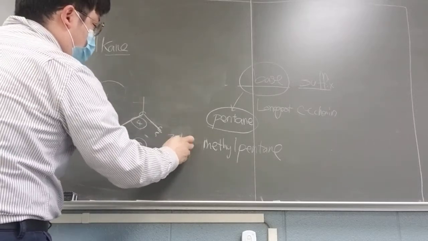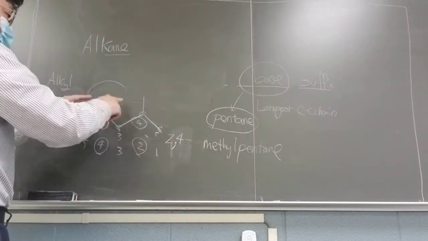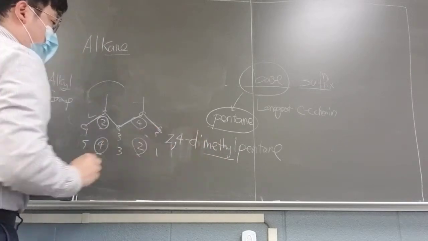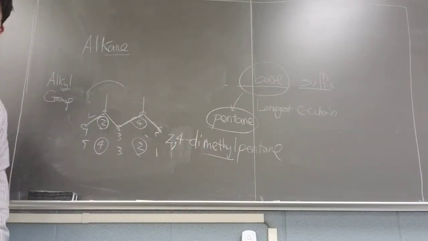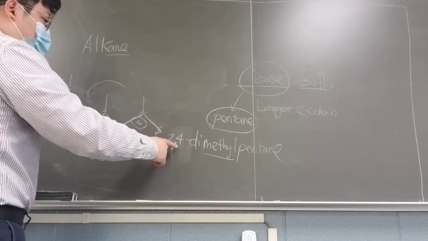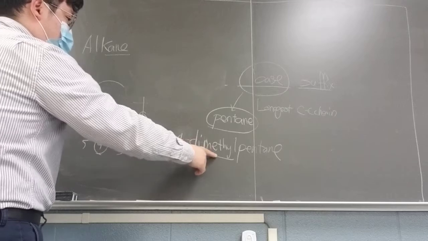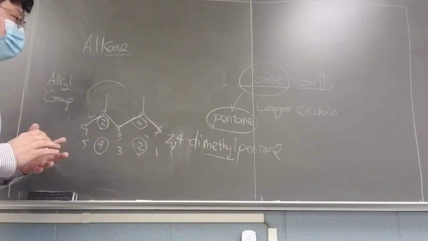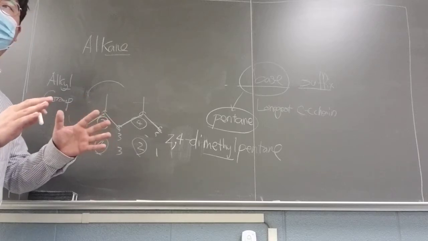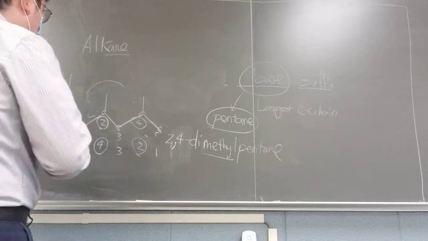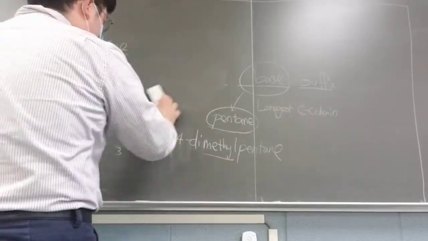And just one more thing you have to do is, there are 2 methyl groups here, so we're going to put di. Okay, di. So the full name of this compound will be 2,4-dimethylpentane. Okay, so this is kind of what we did on Friday.